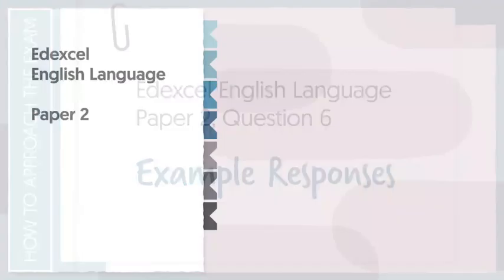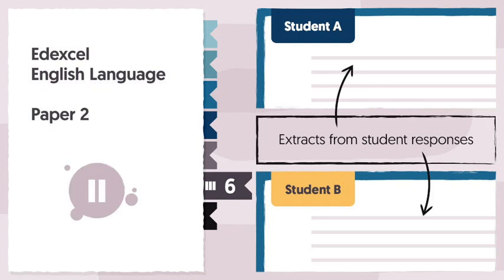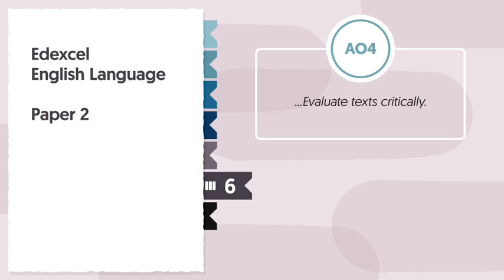In this video, we're going to talk through how to approach Edexcel English Language Paper 2, Question 6. To do that, we'll look at extracts from a couple of student responses to a set question. So don't be afraid to pause the video if you need time to read through anything on screen. Paper 2, Question 6 examines Assessment Objective 4, your ability to evaluate texts critically.